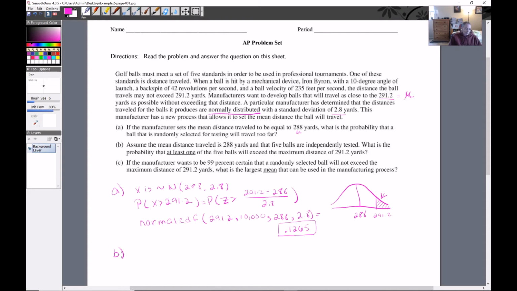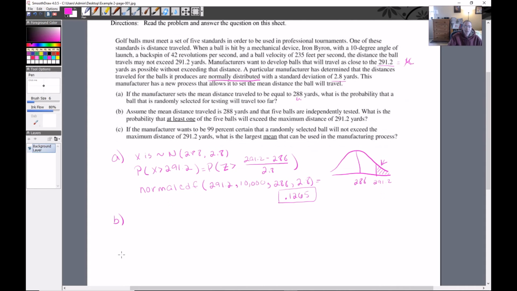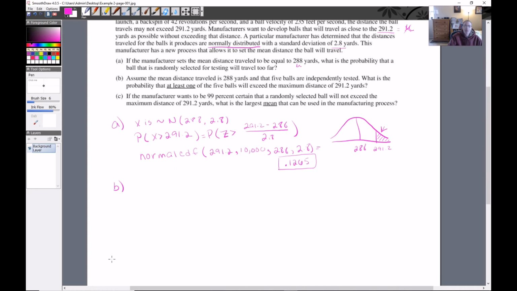Well, it either will or it won't. And it's definitely got a fixed number of trials with 5. So this is binomial. So let's just go ahead and use the shorthand notation for this. X is binomial with, let's see, n is 5. And we need a probability. But didn't we just get that probability? So that'll be 0.1265, all right?